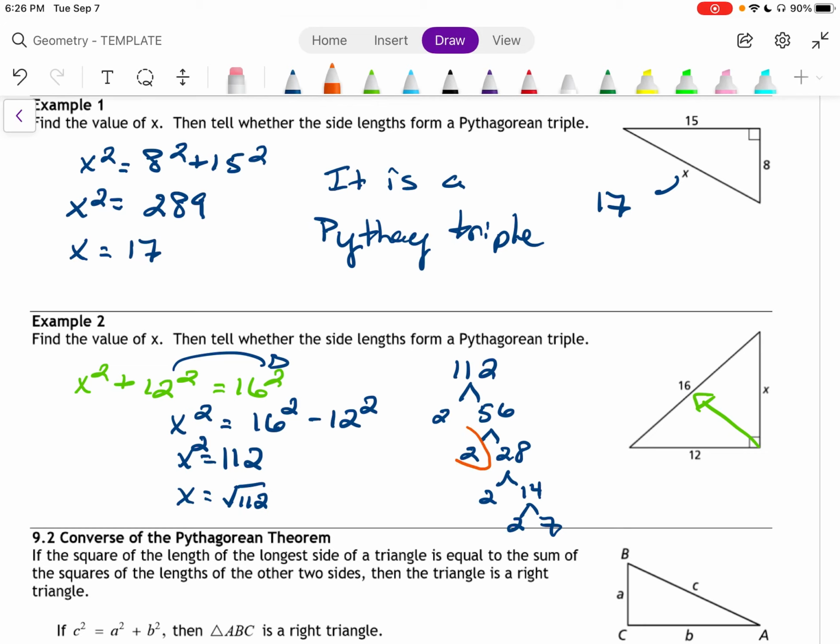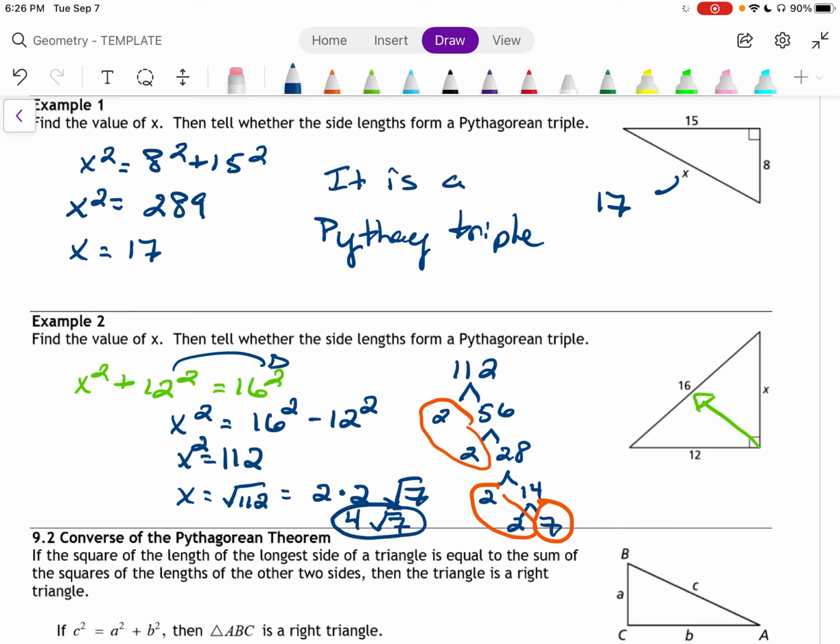Now I'll circle my pairs. I have a pair of 2's here, a pair of 2's, and a single 7. Because it's a square root, we're looking for pairs. I have 2 pairs of 2's, so this will be the same thing as 2 times 2 root 7, right? I have 2 pairs of 2, and then a leftover 7. The 2's combined to be a 4 root 7.